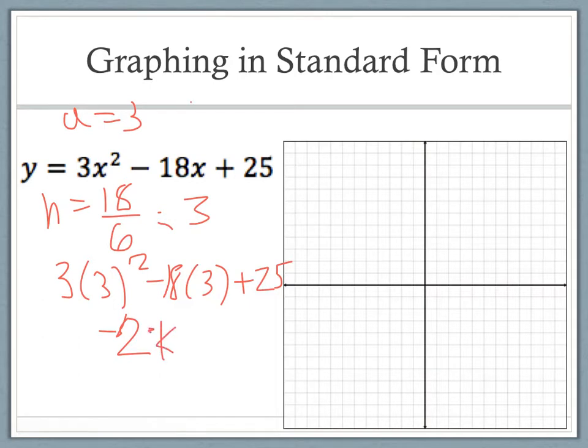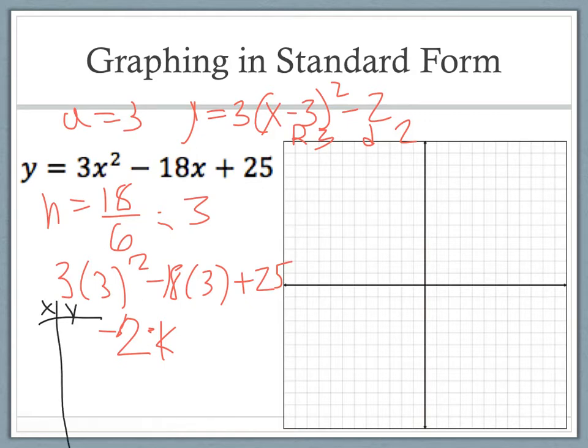So let's rewrite this. We have y equals, my a was 3, then x minus my h, so (x minus 3) squared, and my k is negative 2. That means that we're going to go to the right 3, down 2, and my y table is going to be multiplied by 3. So I'm going to make my table: negative 2, negative 1, 0, 1, and 2. So 4, 1, 0, 1, 4. We're going to multiply all those by 3, so 12, 3, 0, 3, and 12.